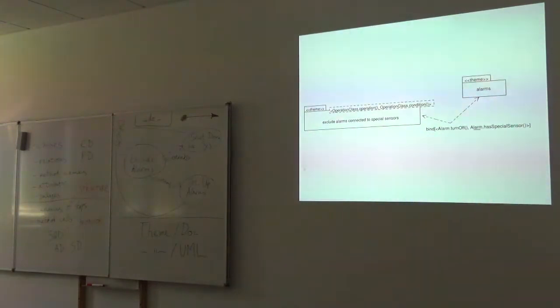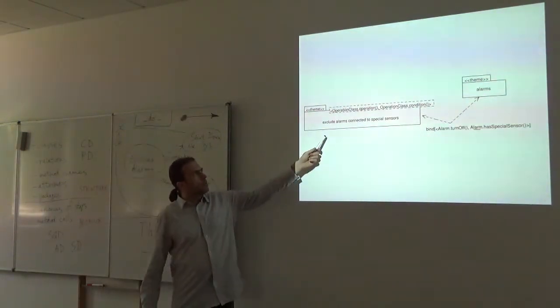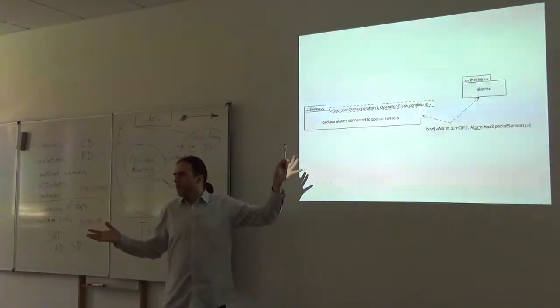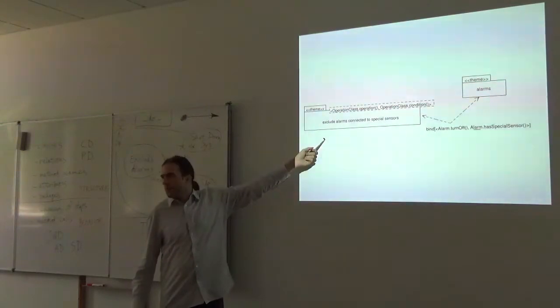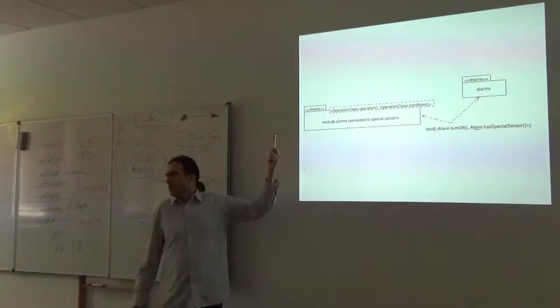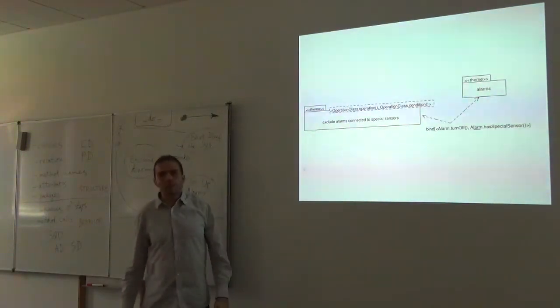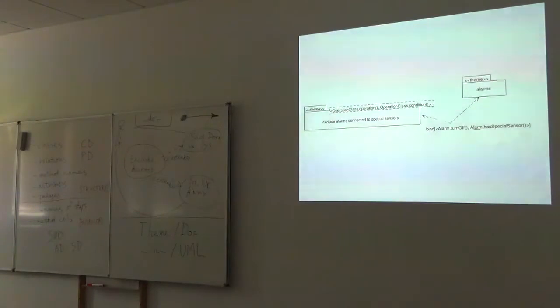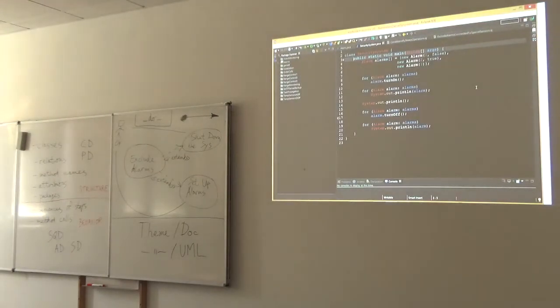So now we have two ways of dealing with aspects there. If you would make an aspect-oriented program, what would be this theme? If you could implement this in AspectJ, this theme would be this exclude alarms connected to special sensors, an aspect. And the alarms theme would be just a simple class. Maybe you can have a look at the implementation.